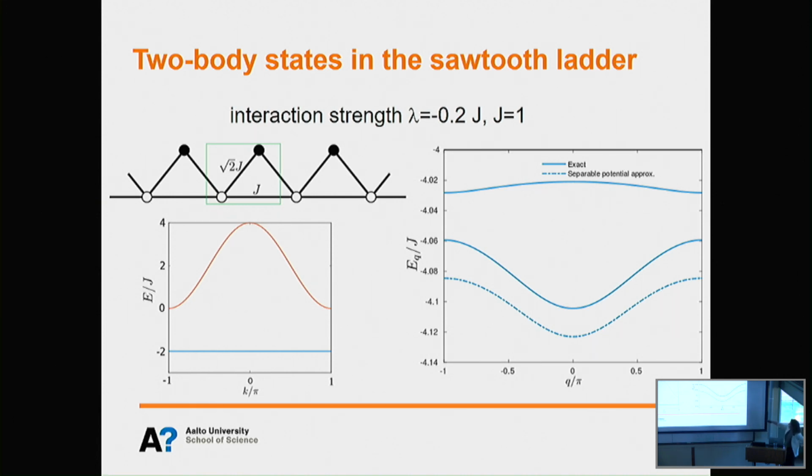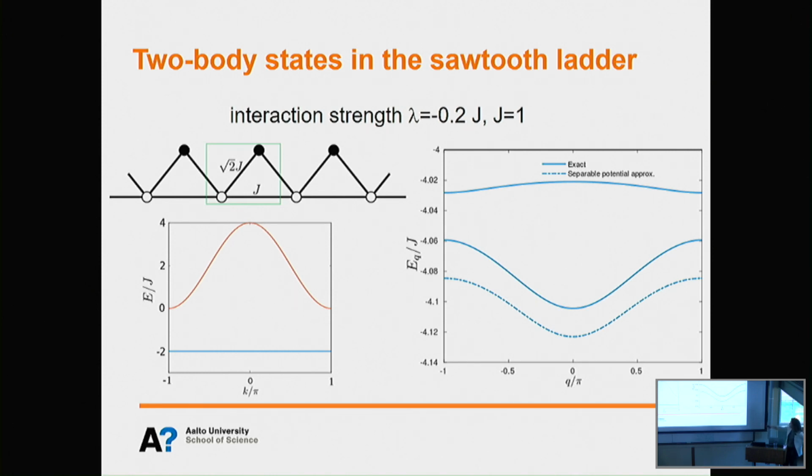And now the exact two-body problem gives you this kind of binding energies, and this analytical formula that I showed gives this one. Because there is this separable potential approximation, it actually gives only one bound state instead of all, and that's why it's a bit off. But the dispersion, I mean, the effective mass, you can still get correctly, so it's quite nice.